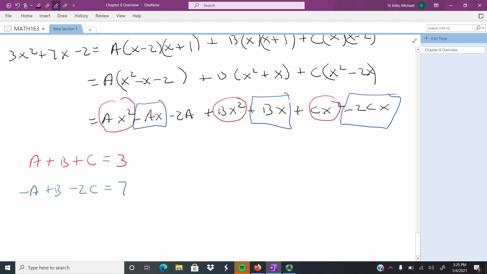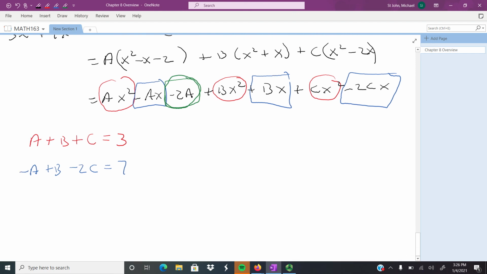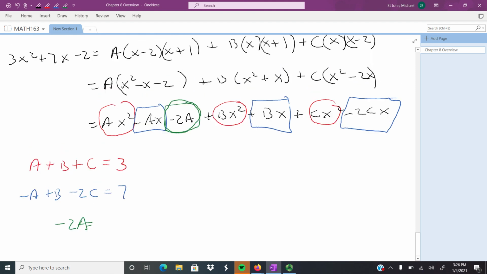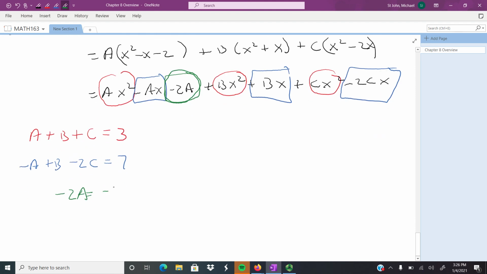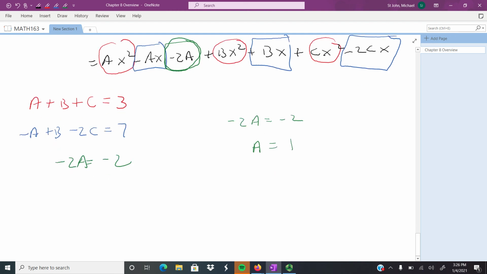Right? And then let's see, constant terms. We have just that one. And so we have minus 2a is going to equal minus 2. So now we need to solve these and get our a, the b, the c. So let's start with the bottom one first. Minus 2a equals minus 2. And so a is going to equal 1.